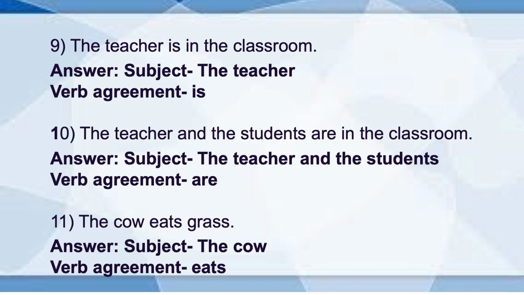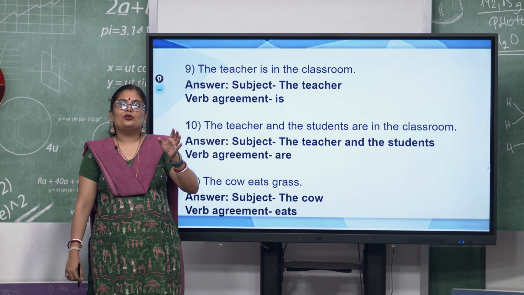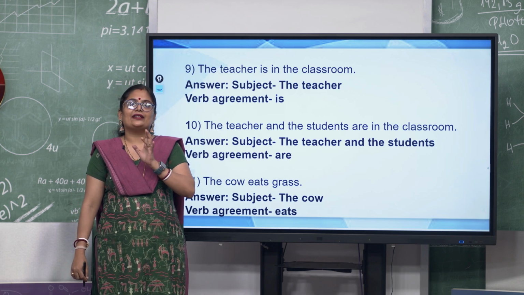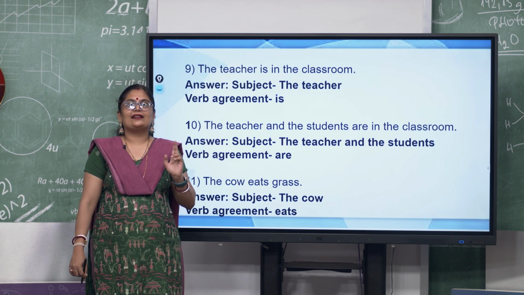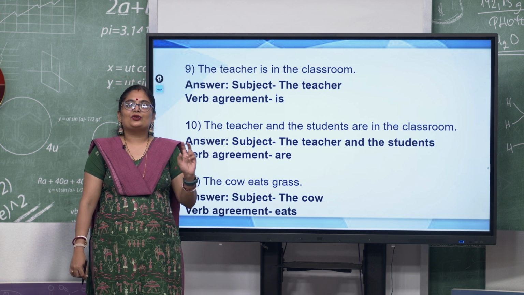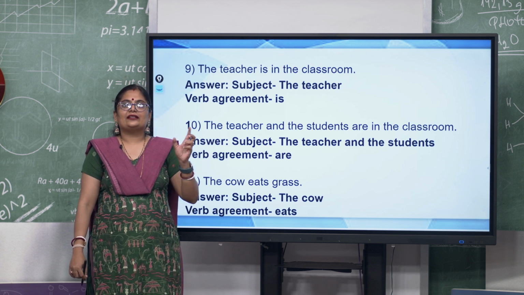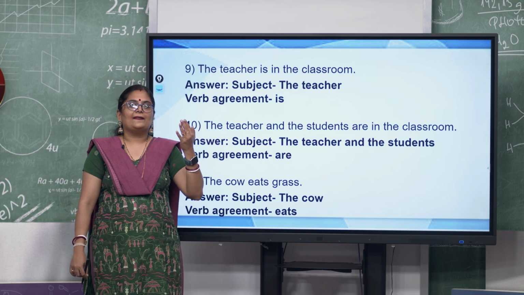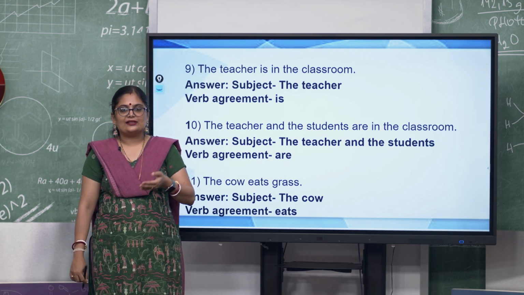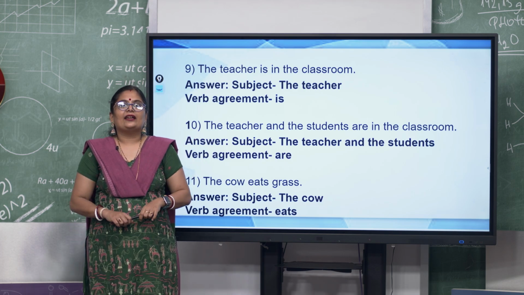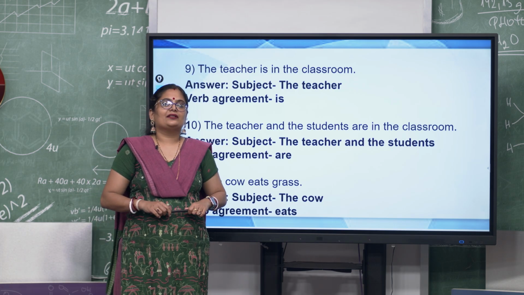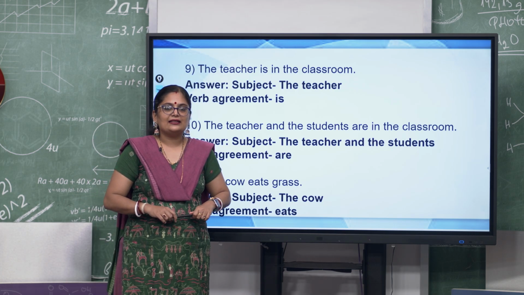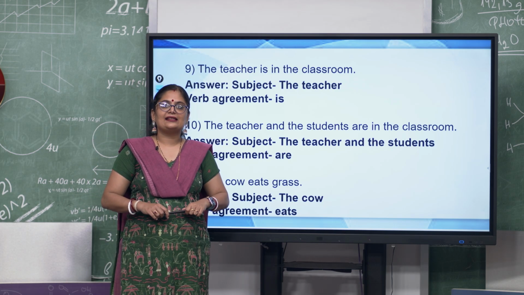Now, look at sentence number 10. The teacher and the students are in the classroom. Who would be the subjects here? In this particular sentence, there are two subjects. So, what are the subjects? The teacher and the students. They are the subjects. And what is the verb agreement? The verb agreement in this particular sentence is are.